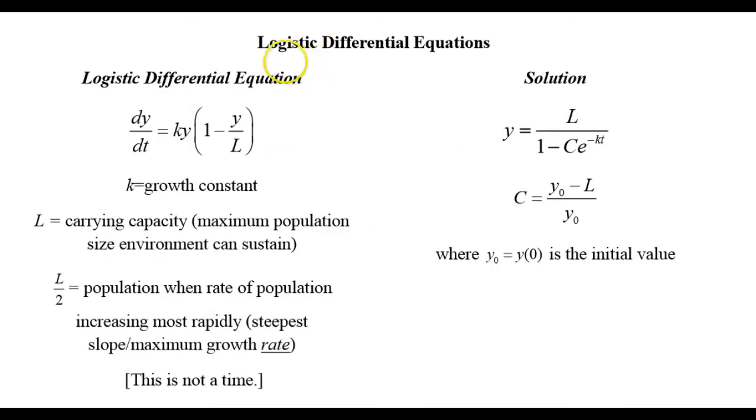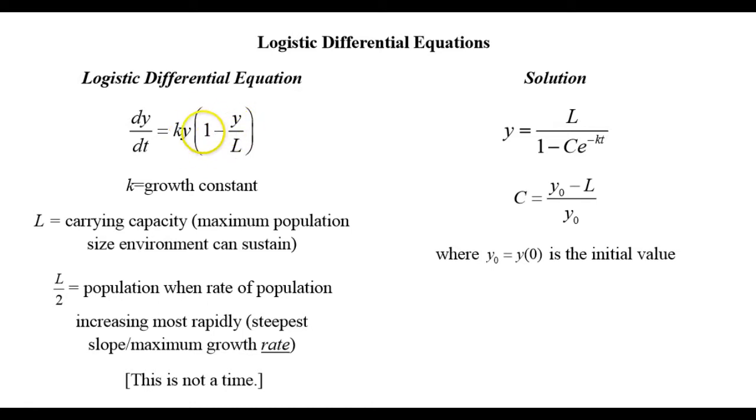Now let's take a look at the formulas that correspond to logistic differential equations. So a logistic differential equation has the form dy/dt equals k times y times the quantity 1 minus y over L. I want to stop and take a look at the fact that it's similar to an exponential growth function in this first part here. So dy/dt equals k times y was a differential equation that had a solution that was an exponential function.